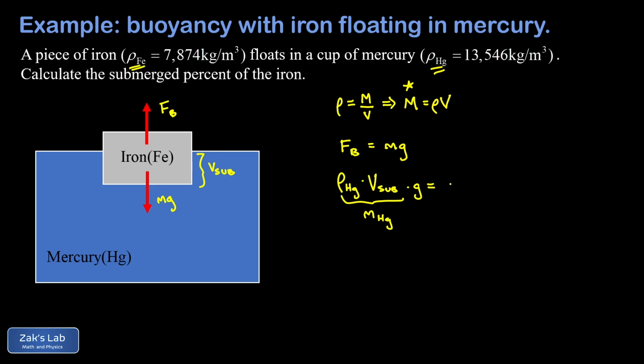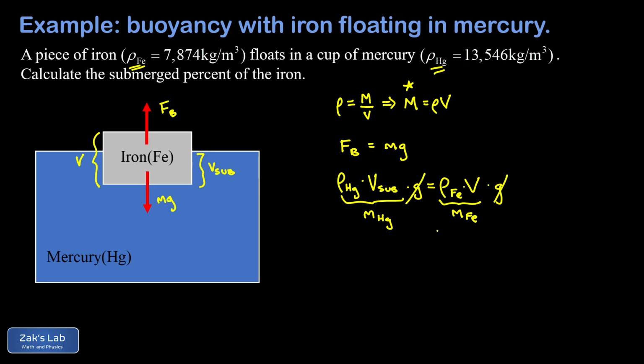Now over on the right-hand side, we have the mass of the iron block, but it's going to be useful to re-express that as density times volume as well. So we're going to call the volume of the entire iron block just big V, and I'm going to write rho of iron, chemical symbol Fe, times big V for the volume of the entire iron block. That's the mass of the iron block. And we still have to multiply that by g. So notice that the g's are going to cancel on both sides now.